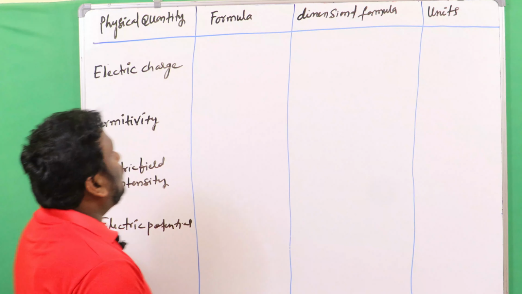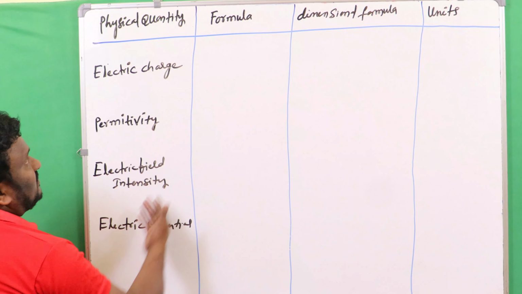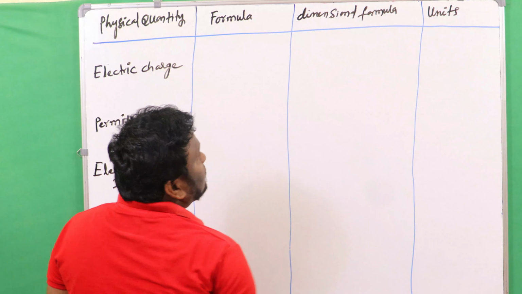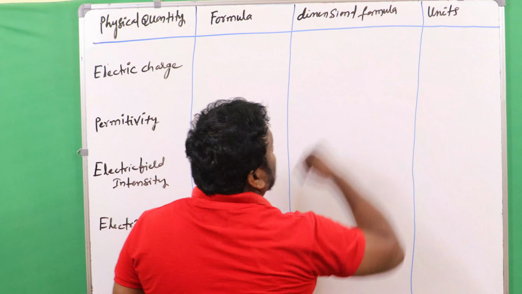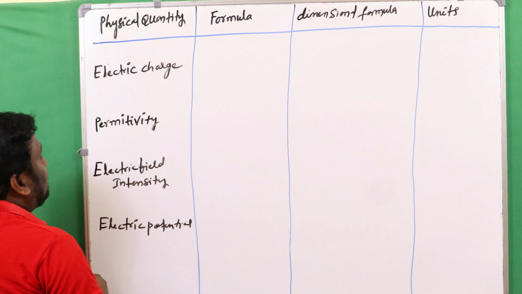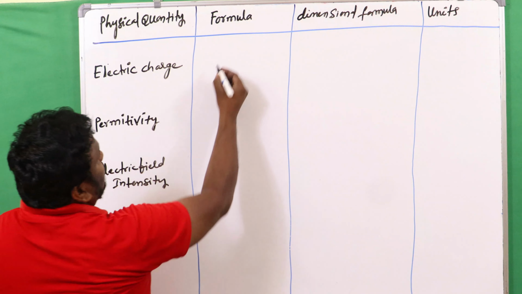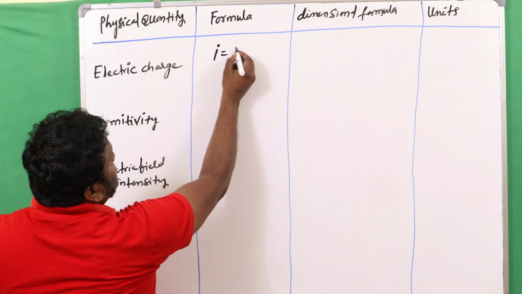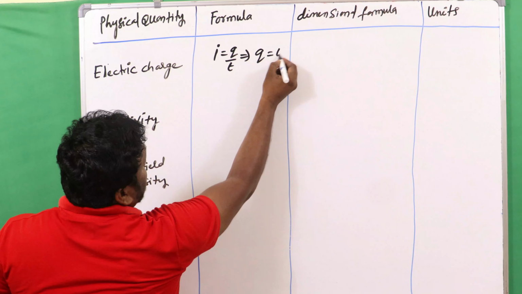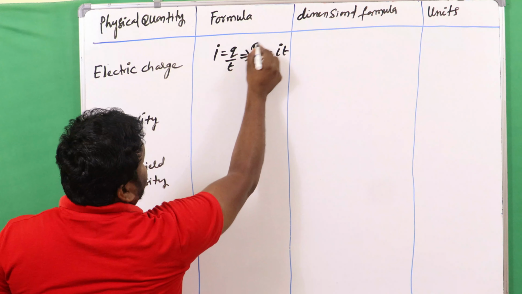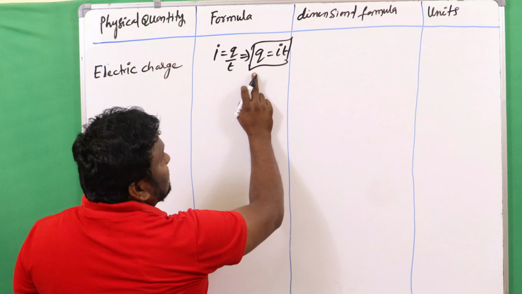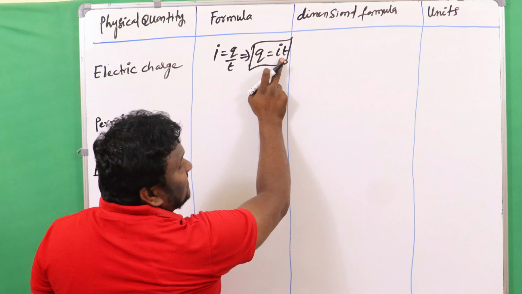Here we have some physical quantities, and we have to discuss what the formulas of those quantities are, how we can write the dimensional formula, and what the unit of that particular physical quantity is. The first thing is electric charge. We know I is equal to Q by T. From that, charge Q is equal to I into T. Here Q is the charge, I is the current and T is the time.